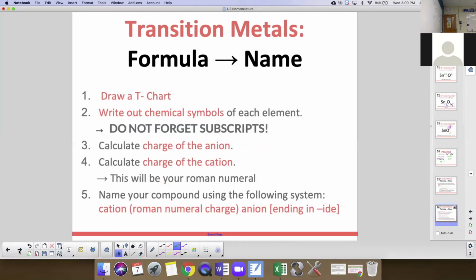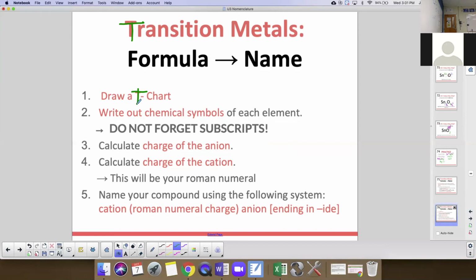So let's go over here and look. Here's your steps. Think transition metal. Transition starts with a T, yes. So we're going to draw a T-chart. T chart. Transition metal, T chart. Those are your reminder keys there.